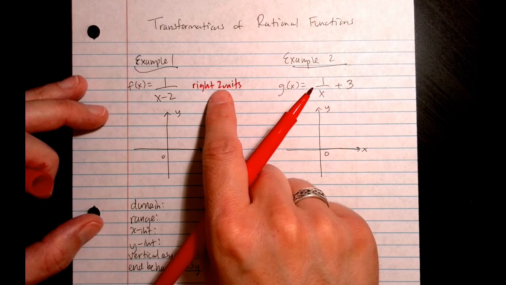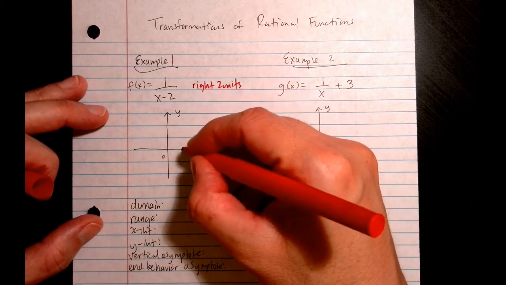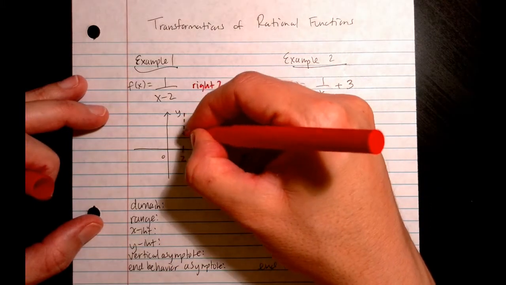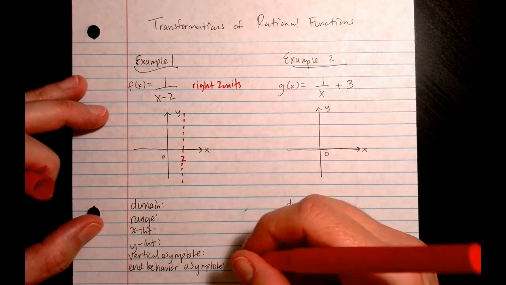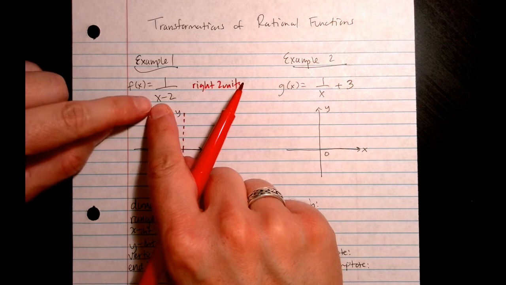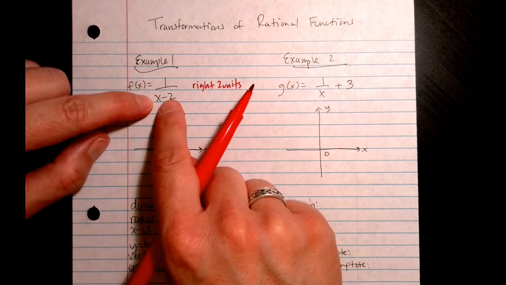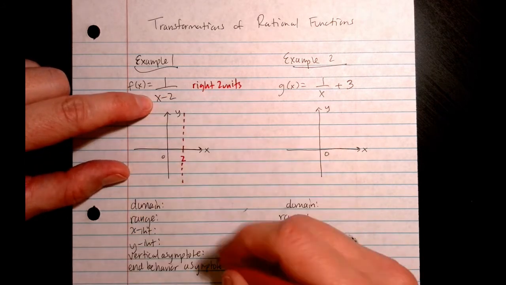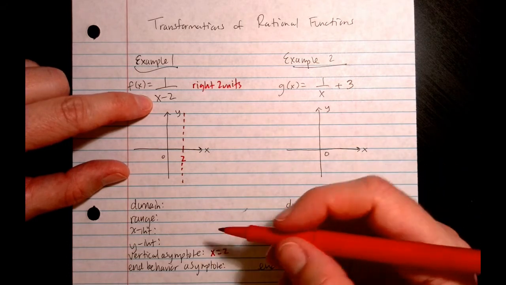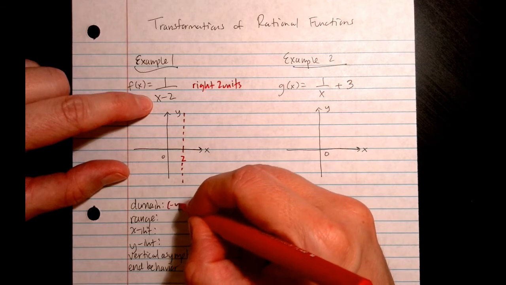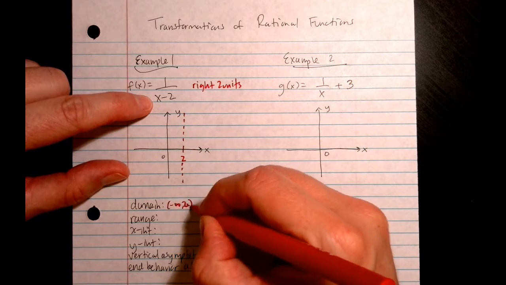So if I move my parent function to the right 2 units, what it's going to do is move my vertical asymptote. So now 2, if I plug 2 into the denominator, notice that's going to give me 0. So my vertical asymptote is x equals 2. Which means my domain is going to be all real numbers except 2.